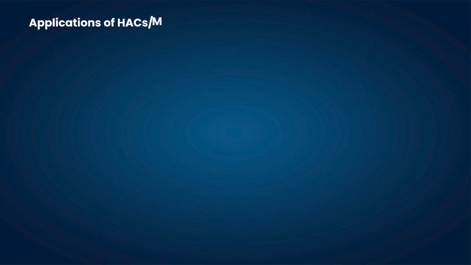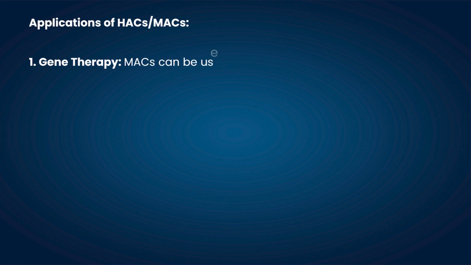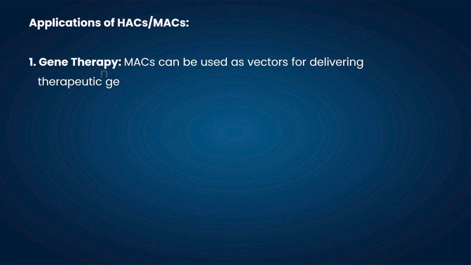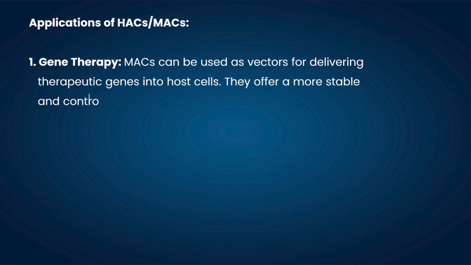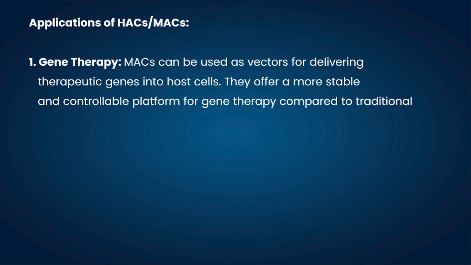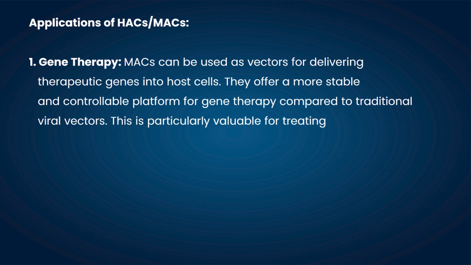Talking about the applications of human artificial chromosomes or mammalian artificial chromosome, the first and very potential application is gene therapy. Mammalian artificial chromosomes can be used as vectors for delivering therapeutic genes into the host cell for the treatment of various genetic disorders. They offer a more stable and controllable platform for gene therapy in comparison to the traditional viral vectors. This is particularly valuable for treatment of patients with genetic disorders which are life-threatening.